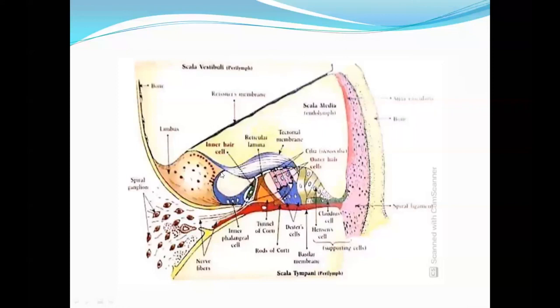Fluid in the scala media is endolymph, and so the processes of the hair cells are bathed in endolymph, and the bases of these cells are bathed in perilymph. That's why this is responsible for the generation of action potential when the basilar membrane moves.